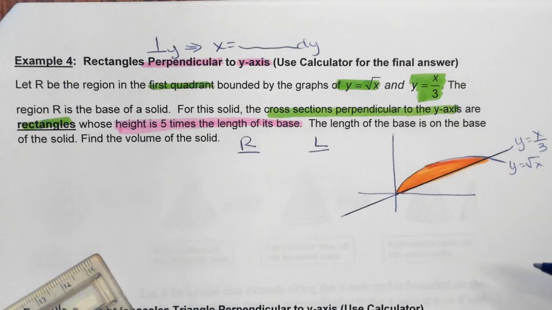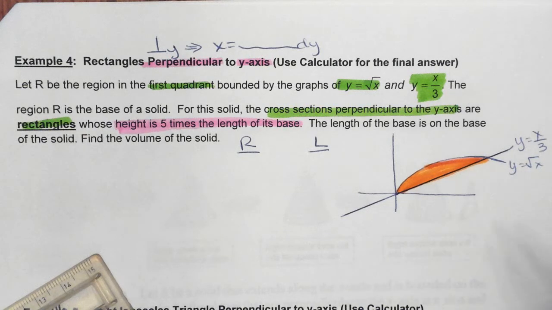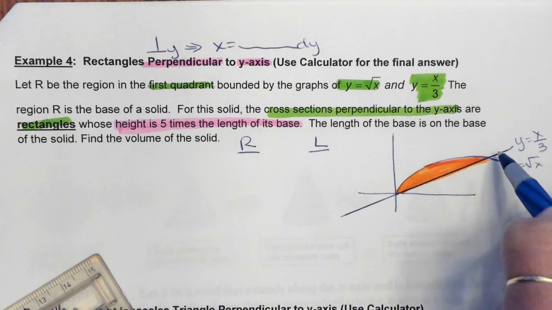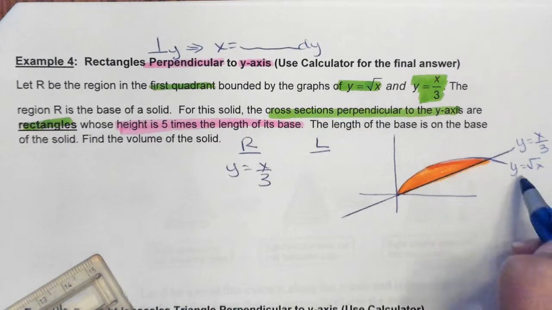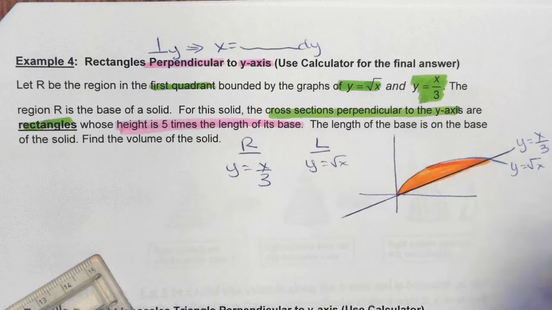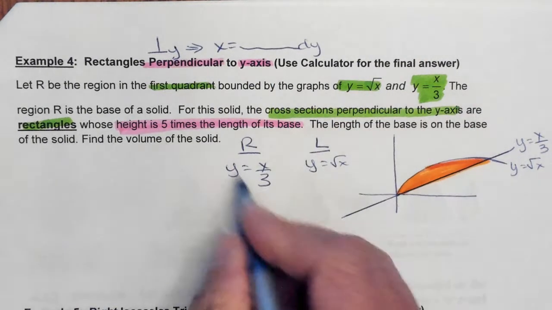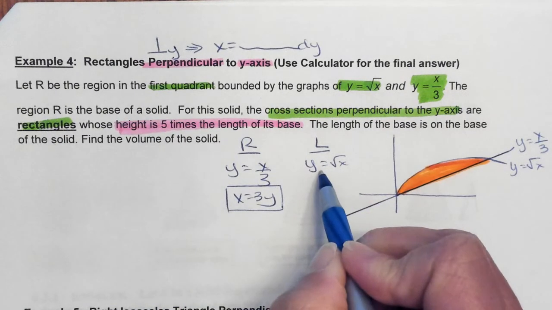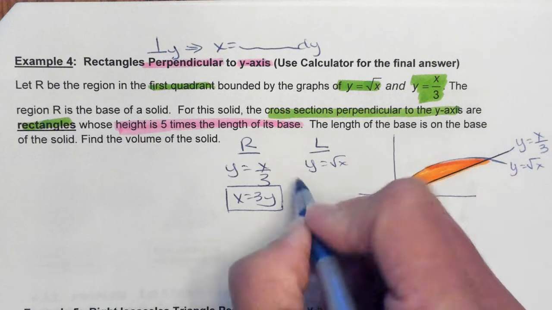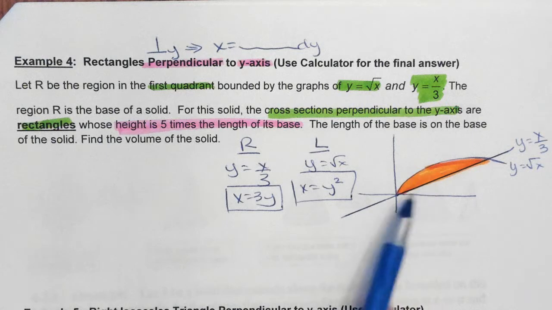We can then manipulate the equation to determine what they are in terms of x. So we can write them as x equals, because right now they're in y equals form. So it appears here that the linear is on the right. So we have y is equal to x over 3. So that means y is equal to the square root of x has to be on the left. So if we manipulate these to write them as x equals, I'm going to multiply by 3. So here's 3y. And then here we would square, so x is equal to y squared. Okay? So now what we also need are our bounds.